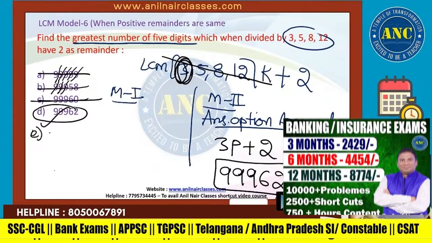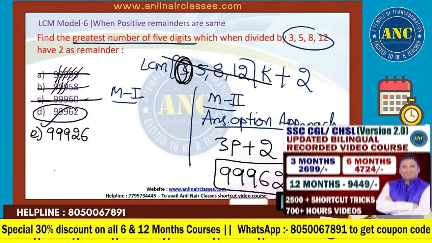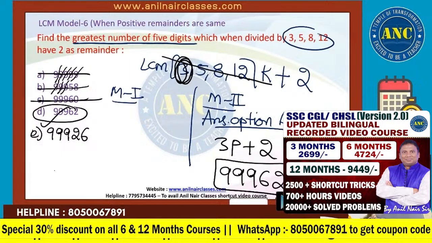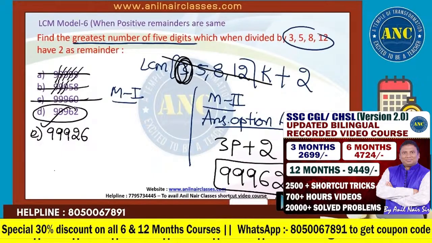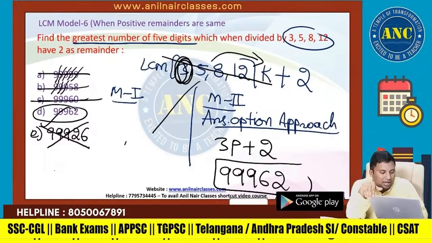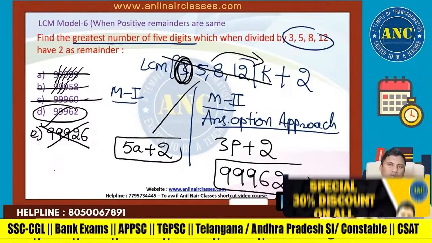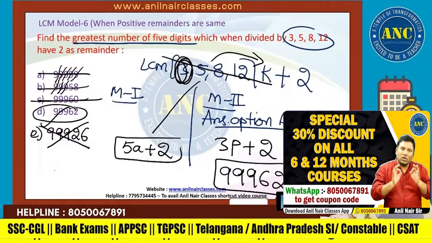If the option is 99926, it is incorrect. Why? Because it is divisible by 5. The form is 5a plus 2. When the answer is divided by 5, it should give remainder 2.